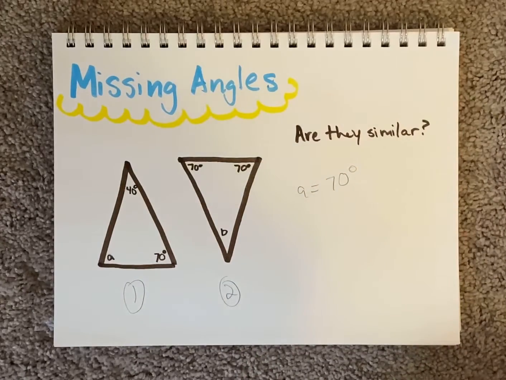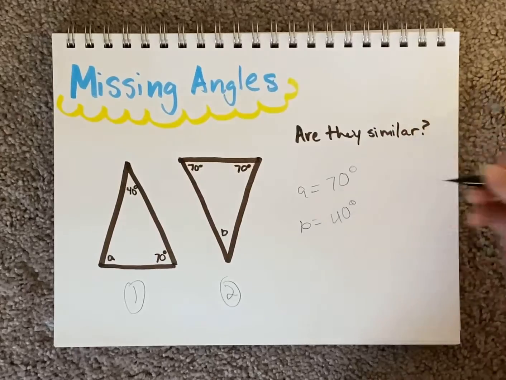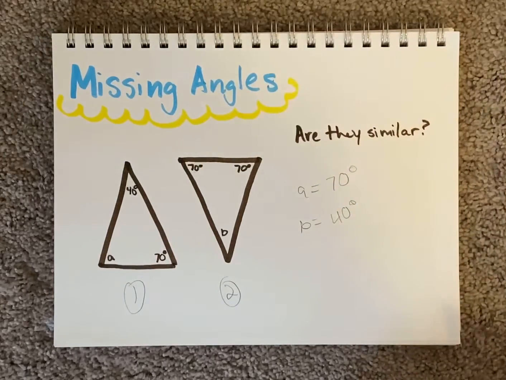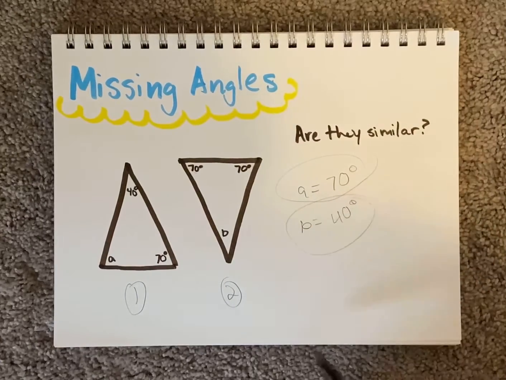So if we want to go ahead and just pop in this other angle, we can already deduct that B would be 40 degrees. To prove this, we could say 70 degrees plus 70 degrees would be 140 degrees, and 180 minus 140 would be 40 degrees. So A is 70 degrees, B is 40 degrees, and we could say that these two triangles are similar and that all three angles are congruent. And we can also deduce from this that all three sides will also be either proportional or the same.